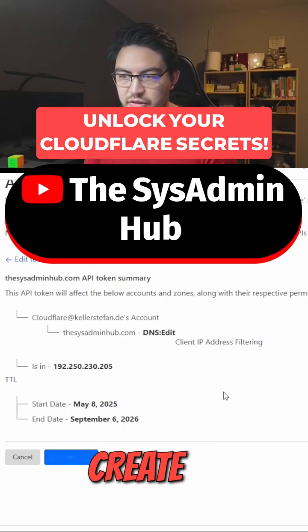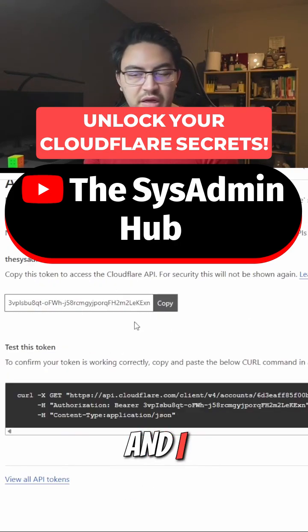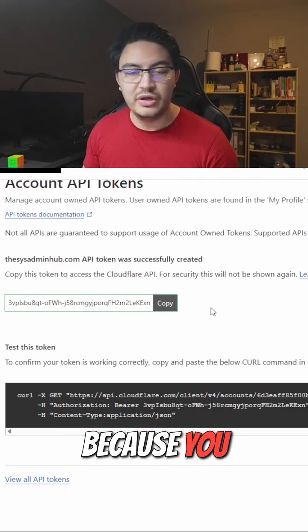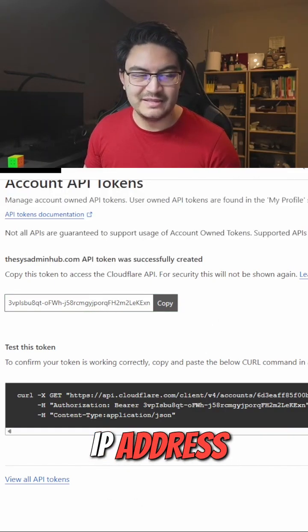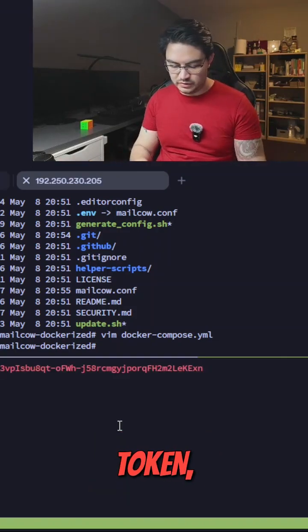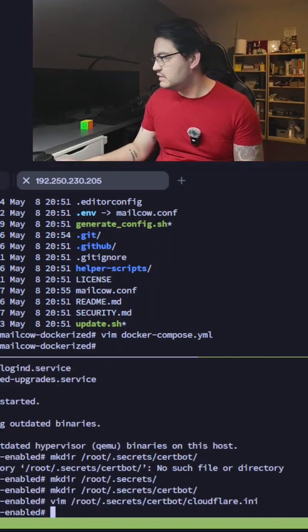And then I can create this token. And I don't care if you see the token here right there, because you can only access it from my IP address. Back in the terminal, we can insert this token, save this.